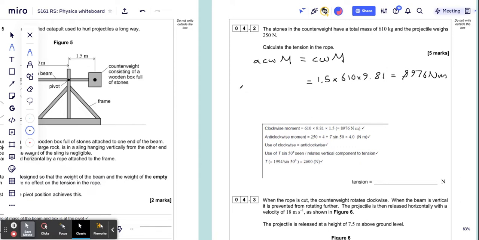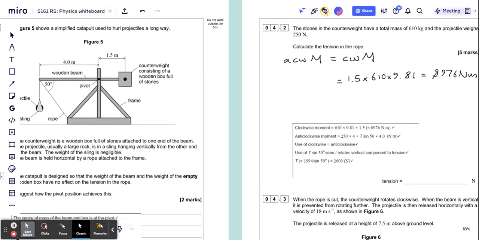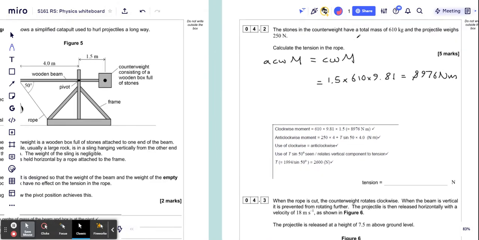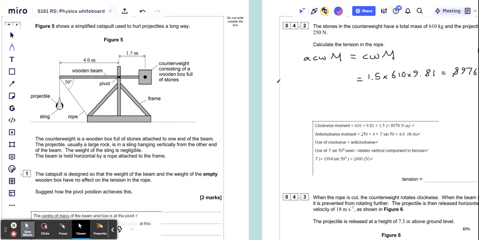Now, for the anti-clockwise moment, one of the things we will need to take into account is this angle here. We'll look at that in a moment. You may not have considered that originally. Now, the anti-clockwise moment involves the projectile weight. They've tried to catch you out here because they've given you the mass on the one side, but the weight on the other, which is a bit sneaky. So on the right hand side we need to multiply by the strength of gravity, but on the left hand side we don't need to do that.